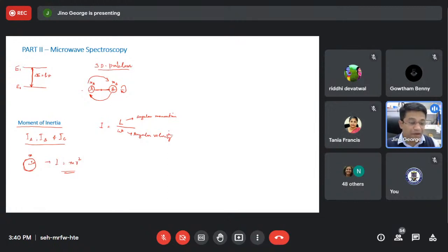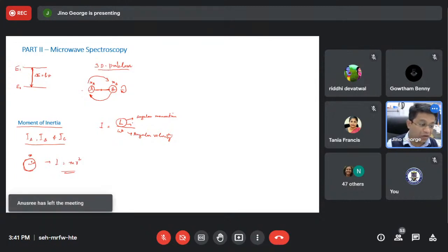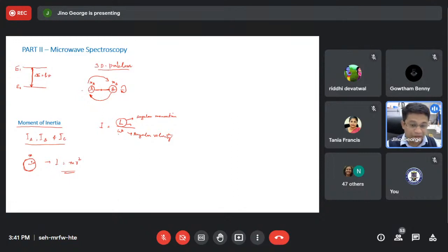So I'm starting with the classical expression I is equal to mr square, which is the moment of inertia of a spherical ball with a mass m. R is the radius, and the same I is connected to angular momentum, where L is the angular momentum. Now L is a vector quantity, so it has a defined value. It is quantized. It cannot occupy many values.